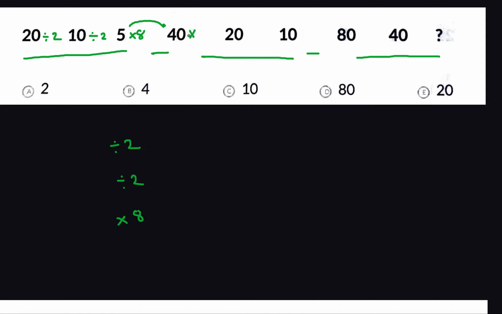43, divide by 2 is 20. Repeat, divide by 2. And the next, can you imagine what it is? You're right, it's multiply by 8, and it's working. So this pattern that I established from the first set works for me. Let's use that pattern. Divide by 2. Any guesses what it would be here? Absolutely, divide by 2. So what does it give me? 40 divided by 2 is 20. Correct? So that's your answer.